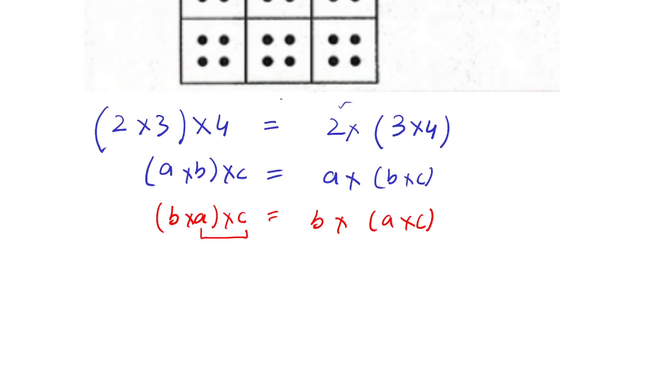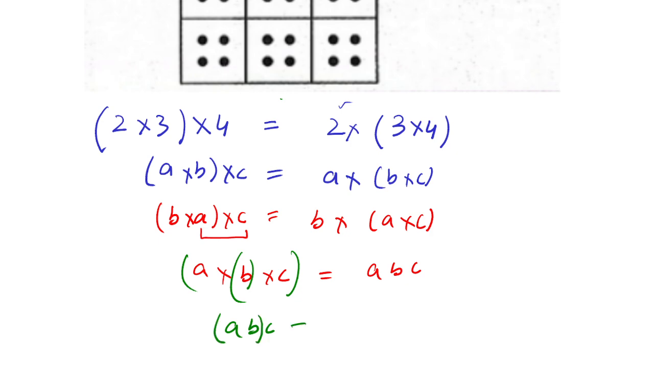Sometimes we write it as A times B times C, or simply ABC. So you can group any numbers here. For example, if you group the first 2 numbers, you can write A times B. If you group the last 2 numbers, you will write B times C, and so on. You can group any pair here. So ABC can be written as (A times B) times C, or A times (B times C).